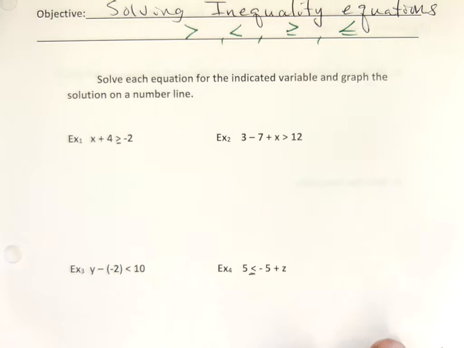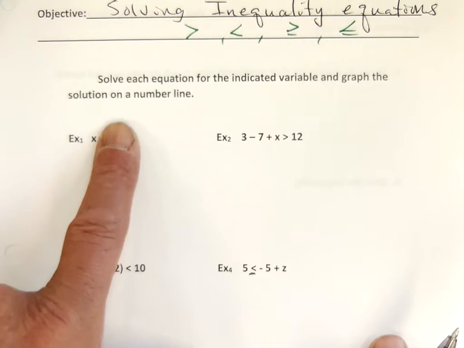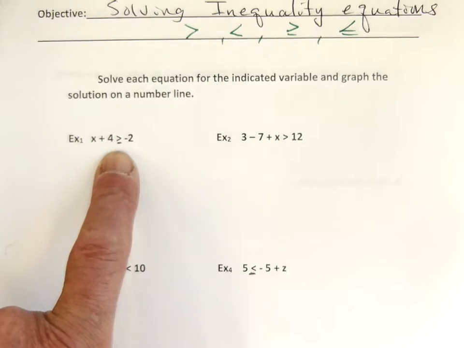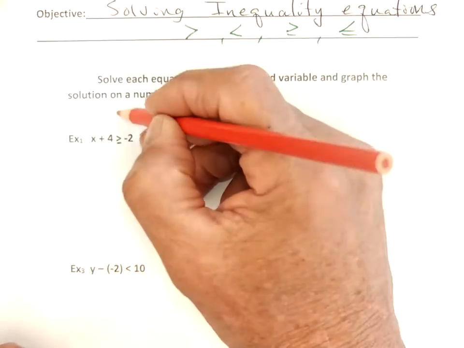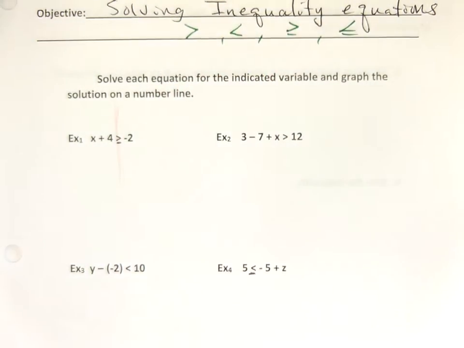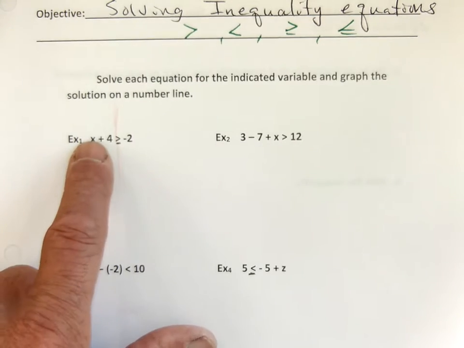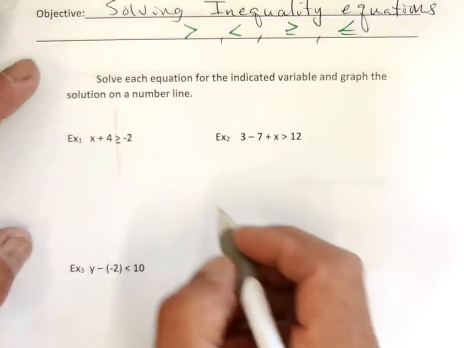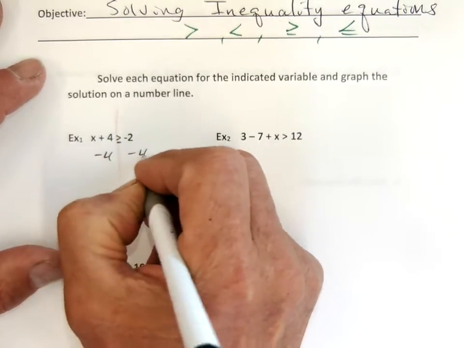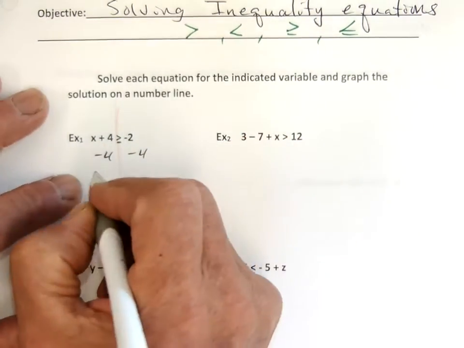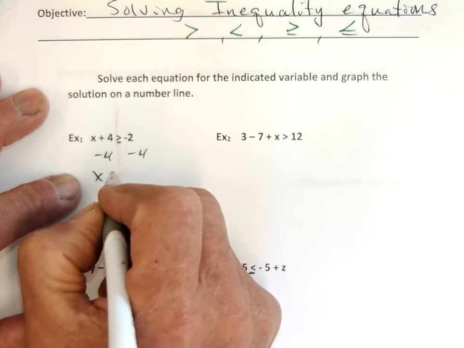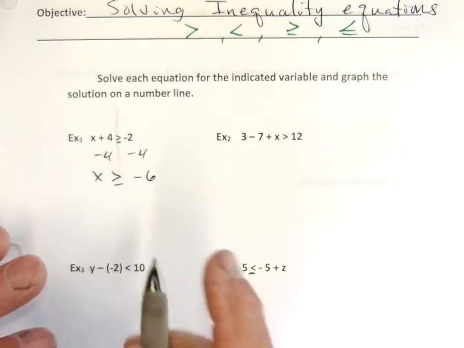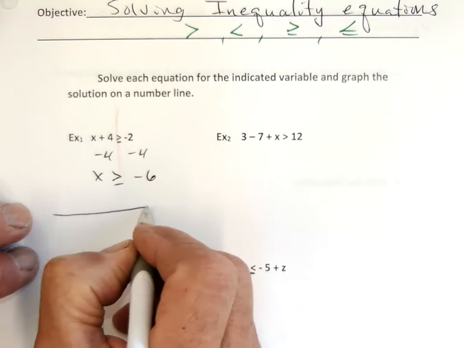So on number one, I'm just going to solve it. Don't let this bother you. Think of this for right now as like an equal sign. You've got two sides of the equation, and here's my x variable. Let's get rid of the 4. How are we going to get rid of the 4? Minus 4, minus 4. So you're going to get x is greater than or equal to negative 6. That's it.